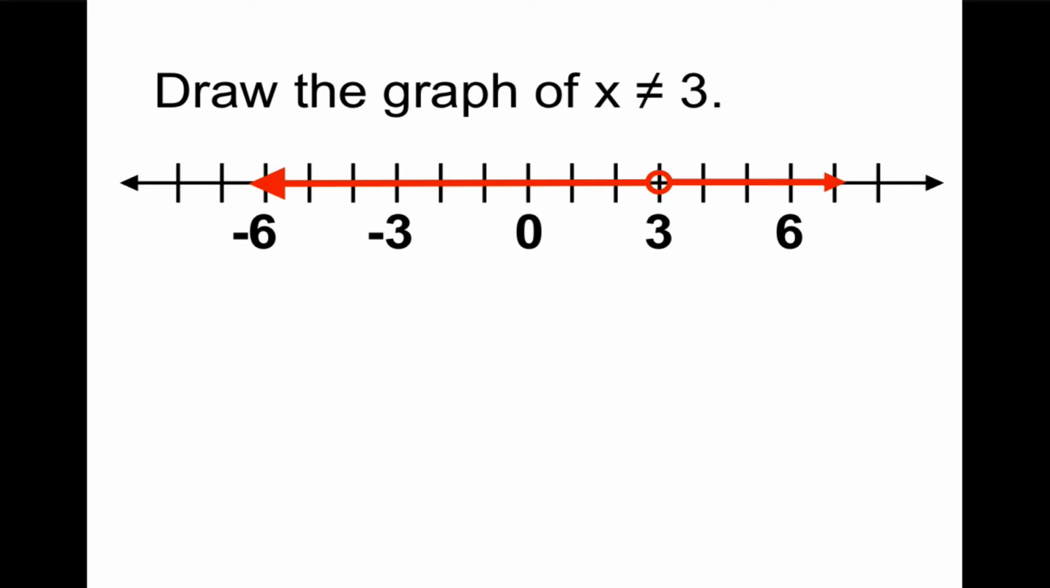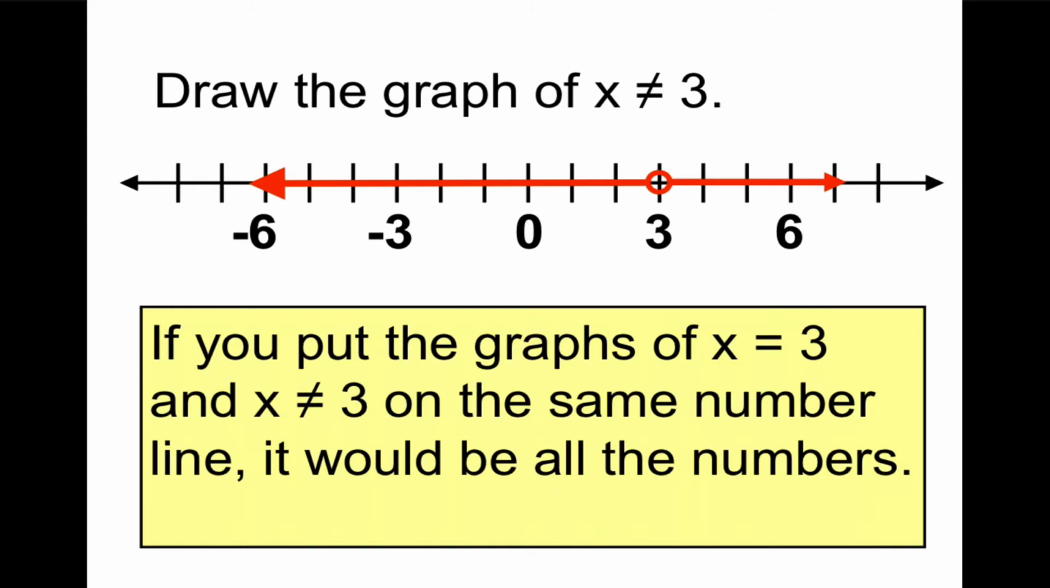If you put the graphs of x equals 3 and x does not equal 3 on the same number line, it would be all the numbers, right? It adds up to the entire number line. When you say, okay, x is not 3, x equals 3, that's the whole number line.